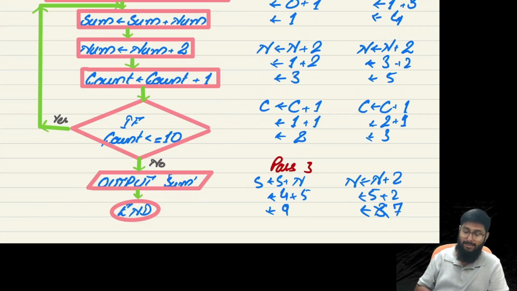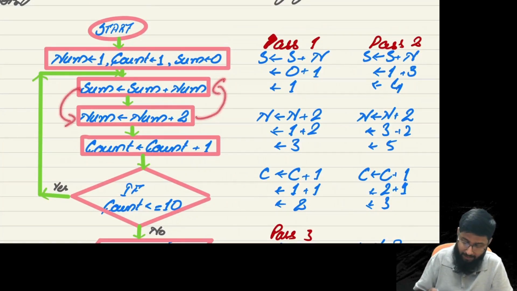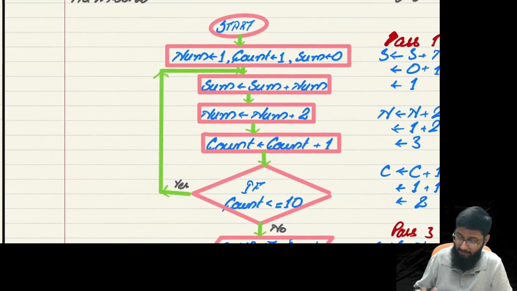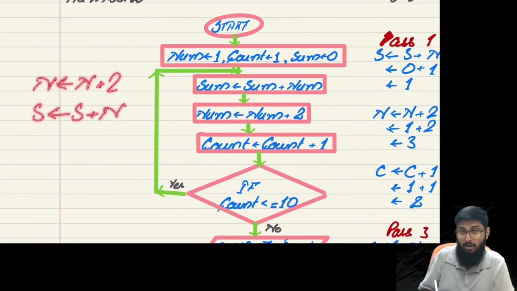Now let's assume you made a mistake, that this num plus 2 goes up and this sum assigned with the value sum plus num comes down. That means you are doing it in this manner: num plus 2, and then sum will be assigned with the value sum plus num. Now what is going to happen? Is this right? No, it is not.